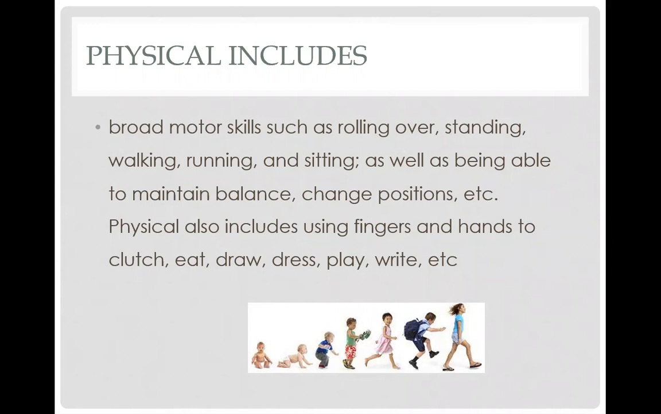Fine motor skill includes using fingers and hands, like to clutch, eat, draw, dress, play. Now, if you are running, it is a broad motor skill, but if you are using your fingers to draw a picture, you are using your fine motor skills. If you are using your hands to catch something, that means you are using your fine motor skills. Do you understand the difference between these motor skills? Broad motor skills involve the total of your limbs, whereas fine motor skills involve only some parts of your limbs. So I think it is clear to you. Is it clear to you?